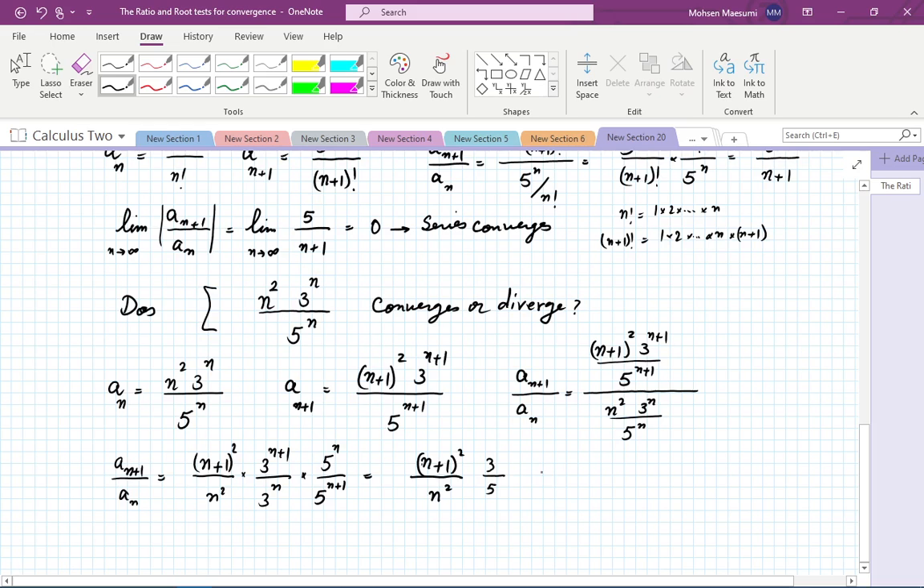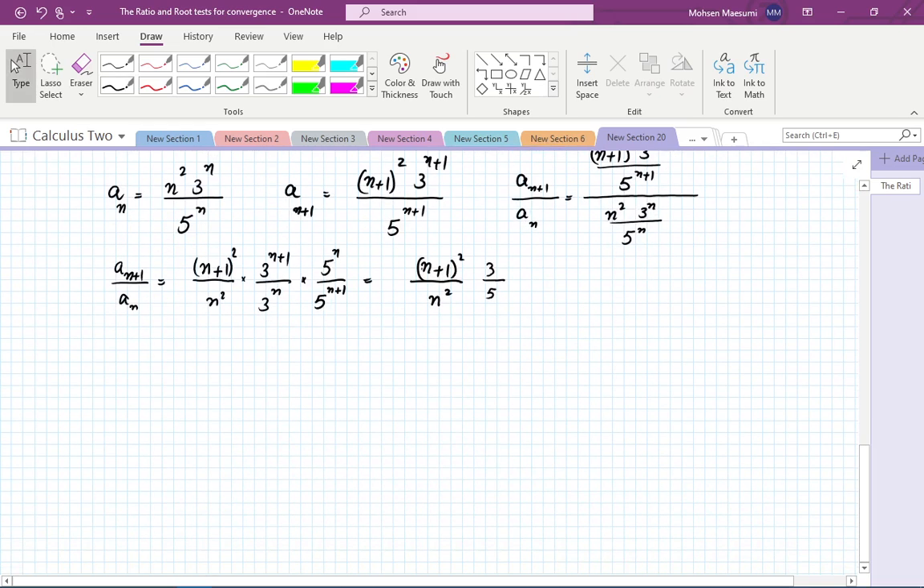Well, what's the ratio of these two going to do? As n goes to infinity, what happens to this portion? Let's just play with this. Say n is 10, that's going to be 11 squared over 10 squared, which is almost 1.2. Say n is 100, that's going to be 101 squared over 100 squared. As n goes to infinity, this portion goes to 1, this portion goes to 3/5, and the ratio becomes closer and closer to 3/5.